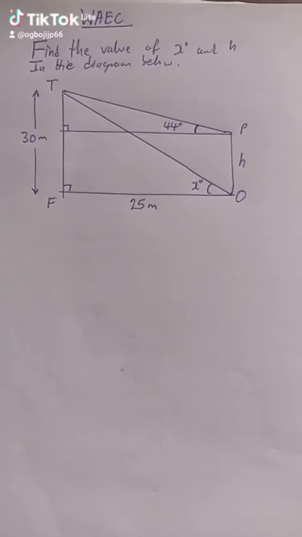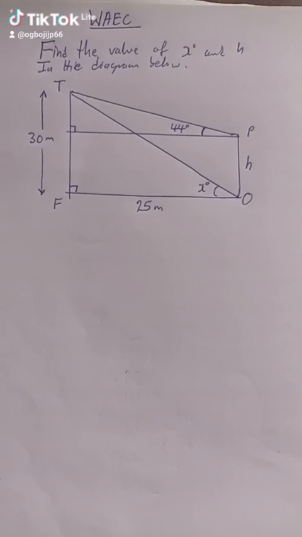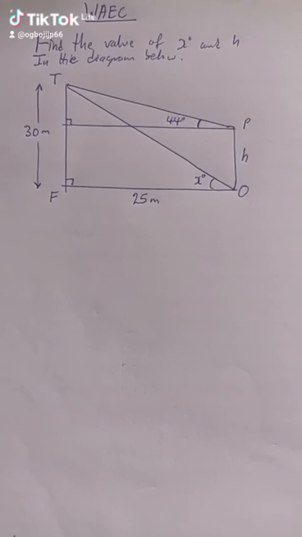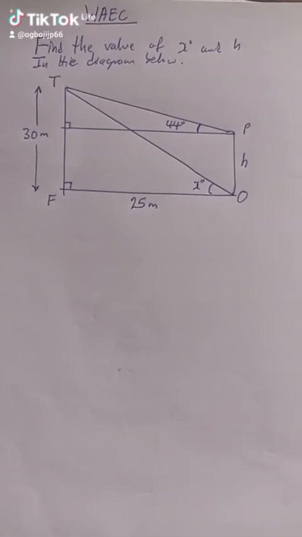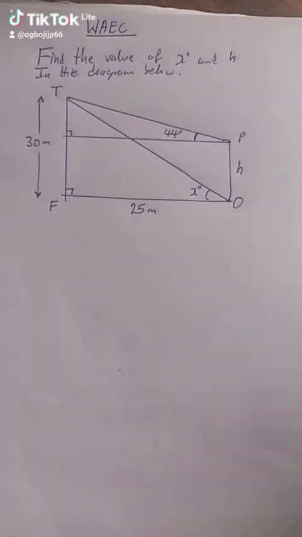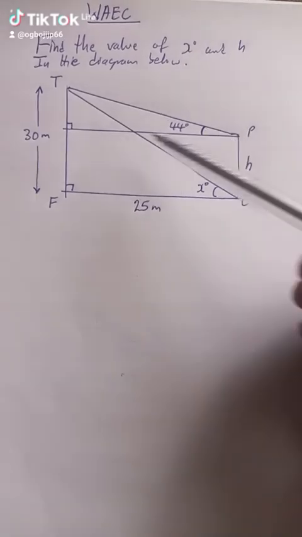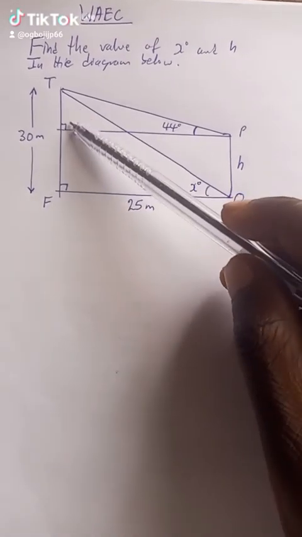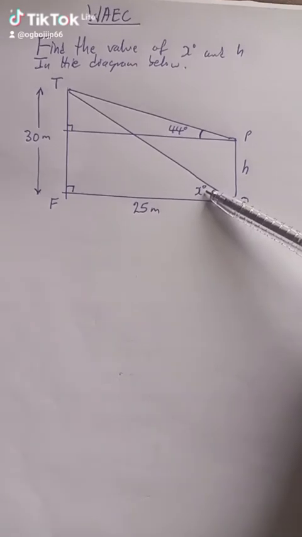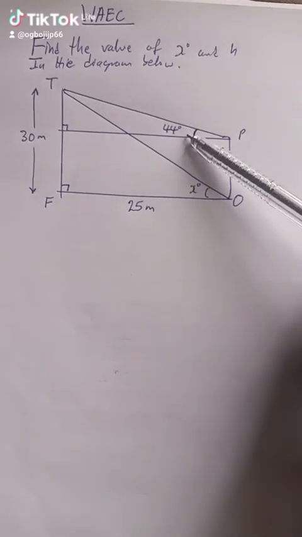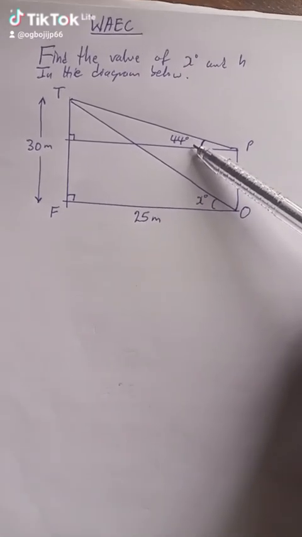All right, this is a word question. It says find the value of x degree and h in the diagram below. The diagram is given to us. If you observe this diagram carefully, you can see that two major angles are marked. One is angle x, which is what we have to find. The other one is angle 44 degrees.